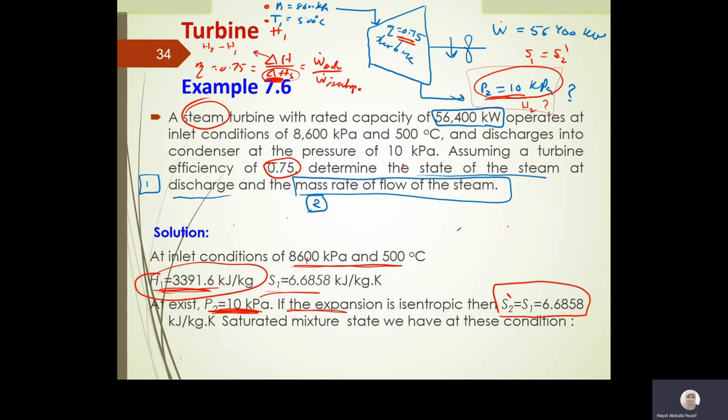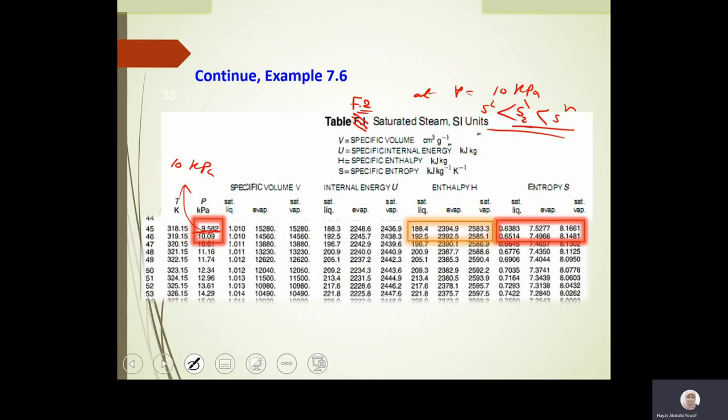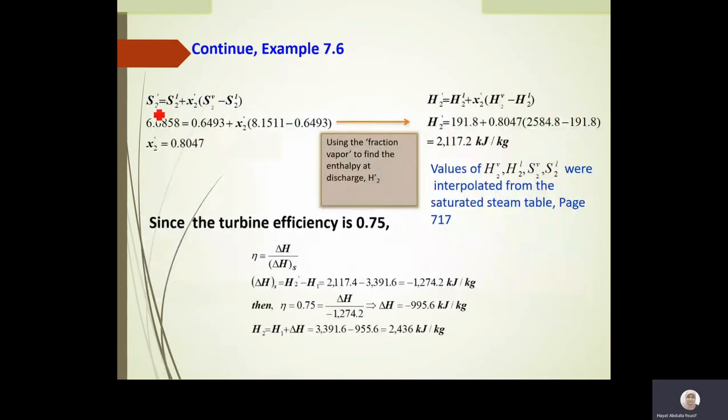So what I did here, remember, I want to get delta HS. So now I want to get H2S. You can either call it H2S or H2 dash. To get H2 dash, I need to know X2 dash, the quality. So by knowing S2 dash, and knowing S liquid and S vapor, I substituted to get the quality based on isentropic condition, and I used this quality to get H2 dash.